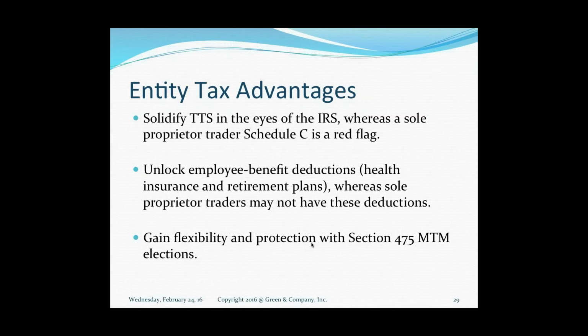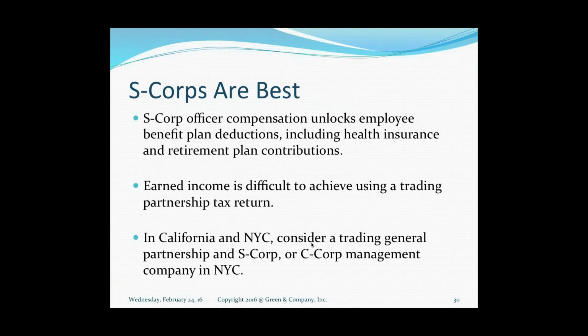And it's more flexible for electing, revoking, and protecting use of a Section 475 election. S-Corps are best because you just simply pay compensation. Now, it's very difficult to achieve this strategy on a partnership tax return because the partnership pays you a fee. That part is good. But then you have to pick up your share of the partnership loss from the fee, which drains the earned income back down to zero, and you didn't get where you need to be. The S-Corp does not pass through expenses, so you do get to be where you want to be.